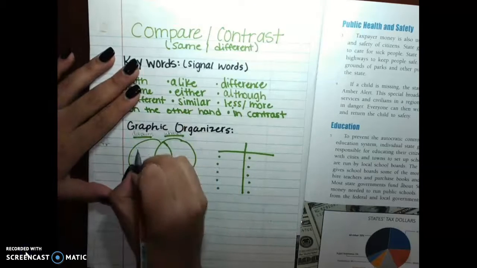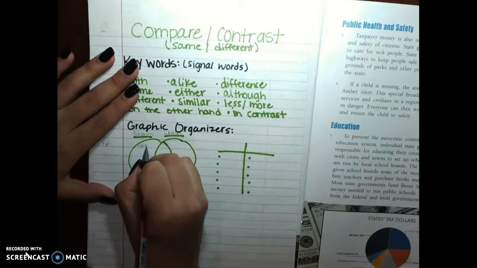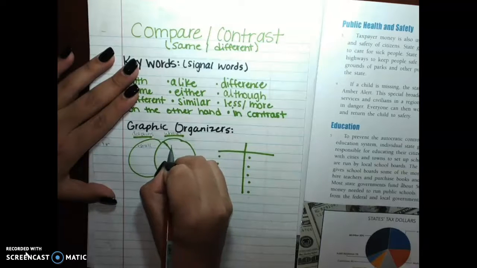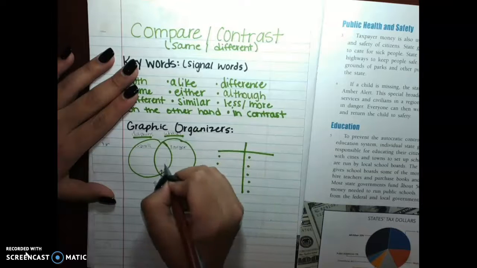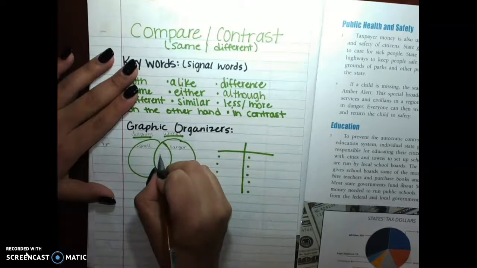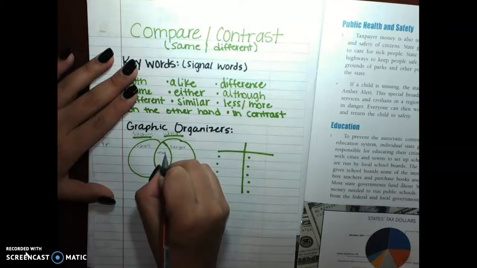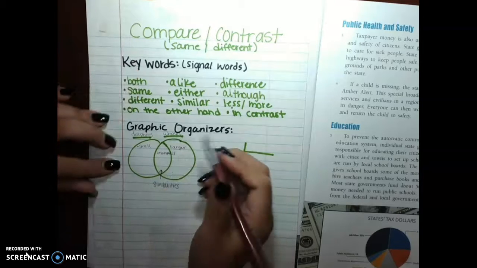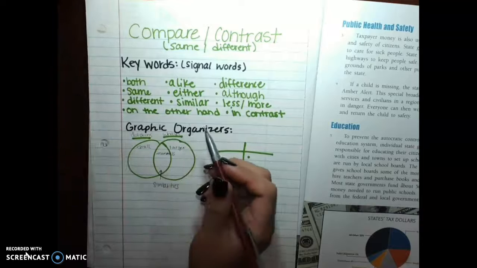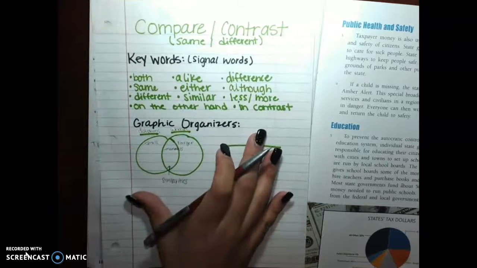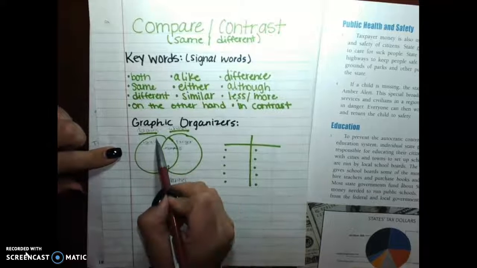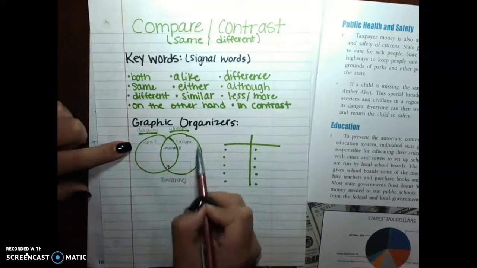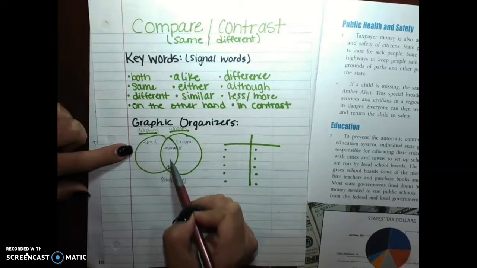So some differences I could put are that the dolphin is smaller in size and the whale is larger. One similarity that I could put is that they are both mammals. So this is how you would use the compare and contrast graphic organizer. So you would put dolphins are small, whales are larger, and that they are both mammals.